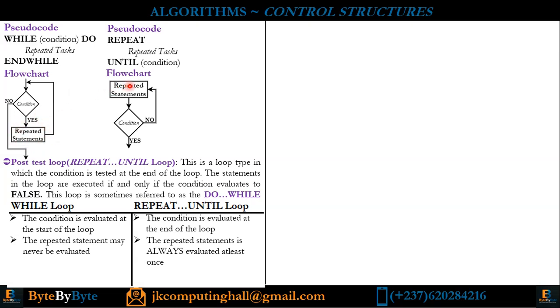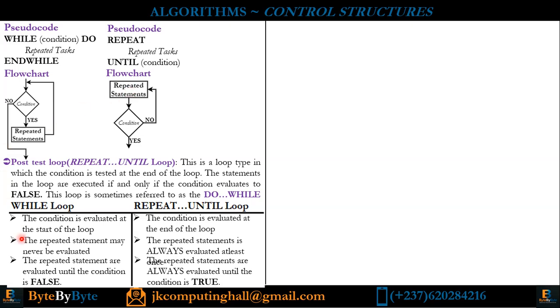Whereas as I enter here, I first of all execute, and if my condition is true, I come out of the loop. And as I come out of the loop, this statement must have been executed once. That is why we have this difference: in a while loop, the repeated statement may never be evaluated, whereas in a repeat until loop, the repeated statements are always evaluated at least once.